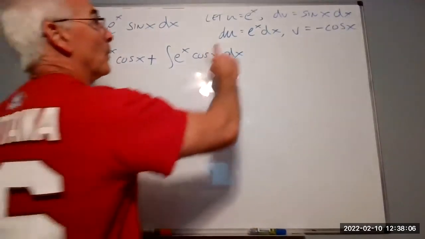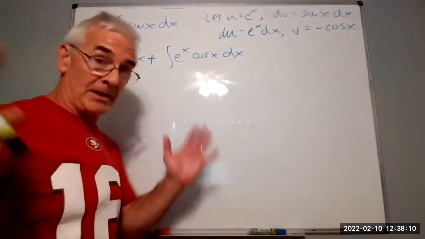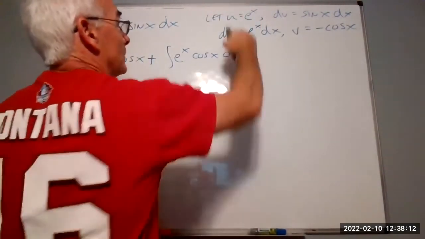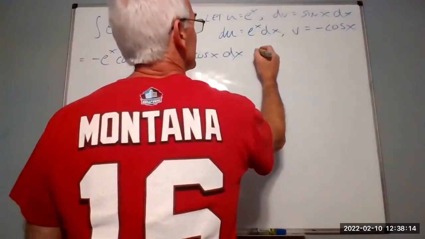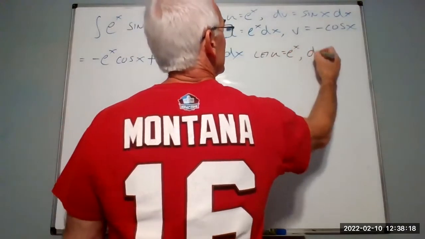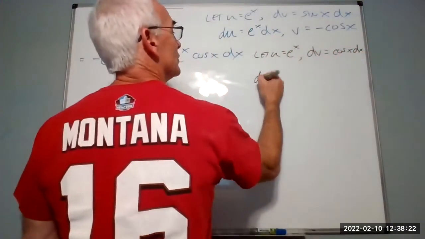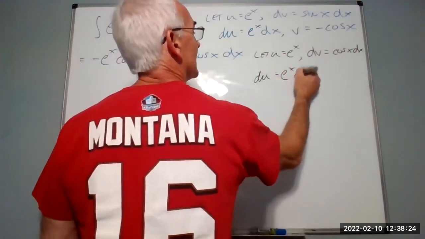Okay. But I'm definitely going to pick the u. I learned my lesson, by the way. Again, I don't want my head to shrivel up. I'm definitely going to pick the u to be the e to the x. And then the dv will be cos x. Then the du will be e to the x dx.